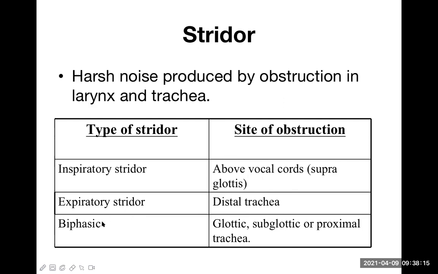And biphasic stridor is heard in glottic obstruction, meaning obstruction right in the larynx, subglottic, slightly below the vocal cord but still inside the larynx, or the proximal part of the trachea. So these are the biphasic ones. So: inspiratory, expiratory, and biphasic stridor.